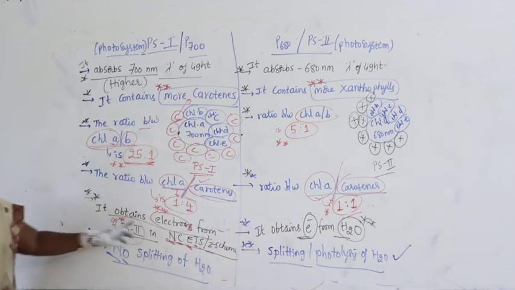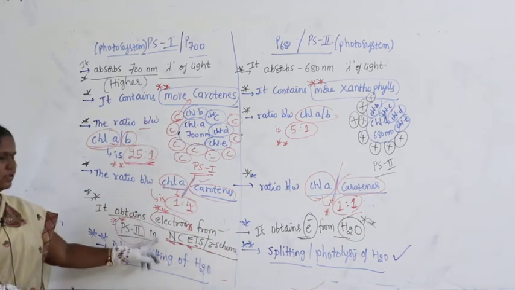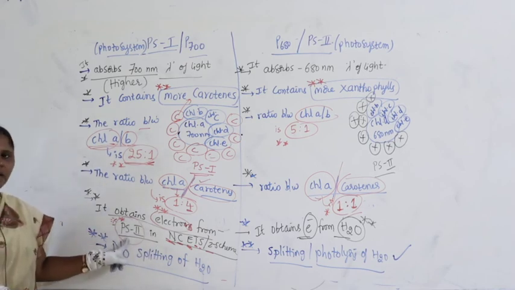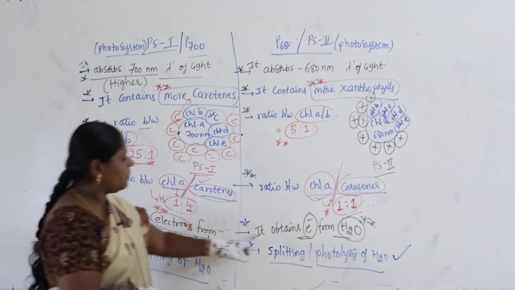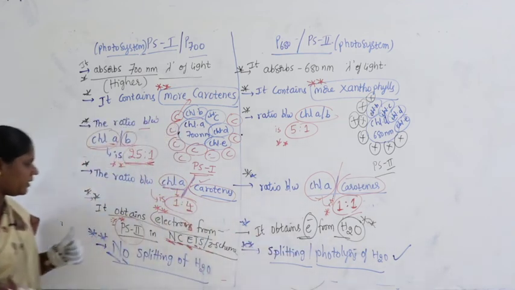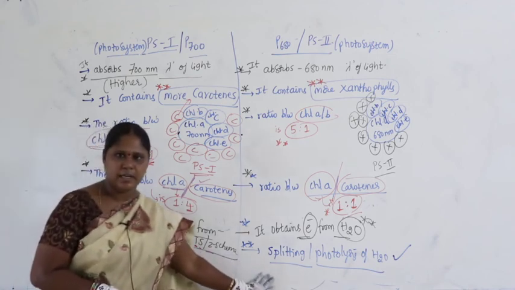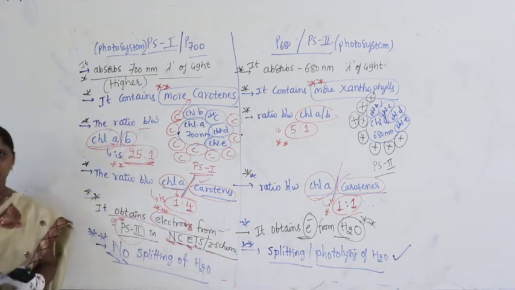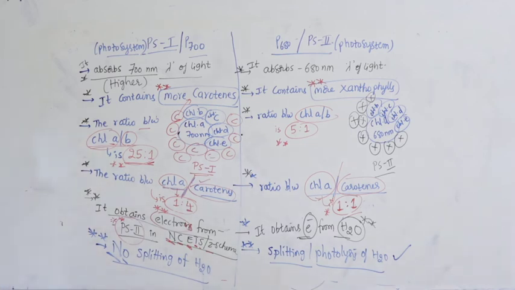PS1 obtains electrons from PS2 in the Z scheme or non-cyclic. PS1 gets electrons from PS2, and PS2 gets electrons from water. Why? Here photolysis of water takes place, but here there is no photolysis of water. Let us continue. We have some more differences.